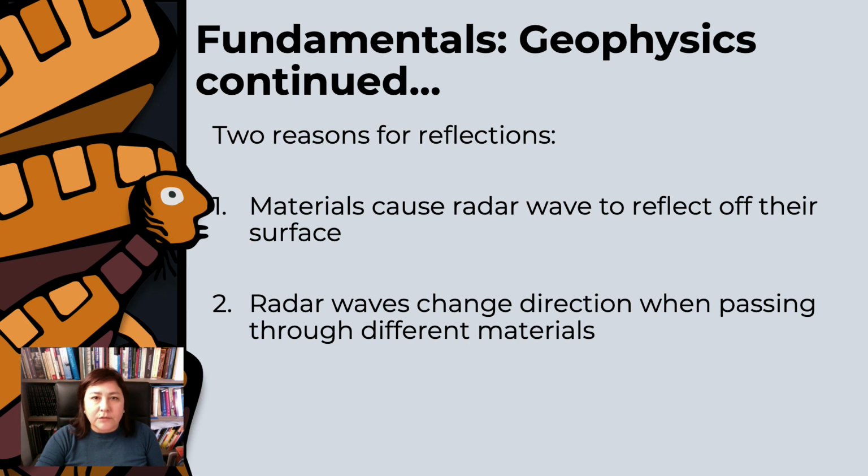GPR detects subsurface patterns because some materials in the ground reflect signals back to the device, which are recorded. Two principal effects cause signal returns. The first is that materials cause the radar wave to reflect off a surface like a mirror. And the second is when passing between different materials, the radar wave changes direction and some is reflected back to the device. Both effects occur in GPR and produce patterns in a reflection profile that we interpret as materials, objects, and features.